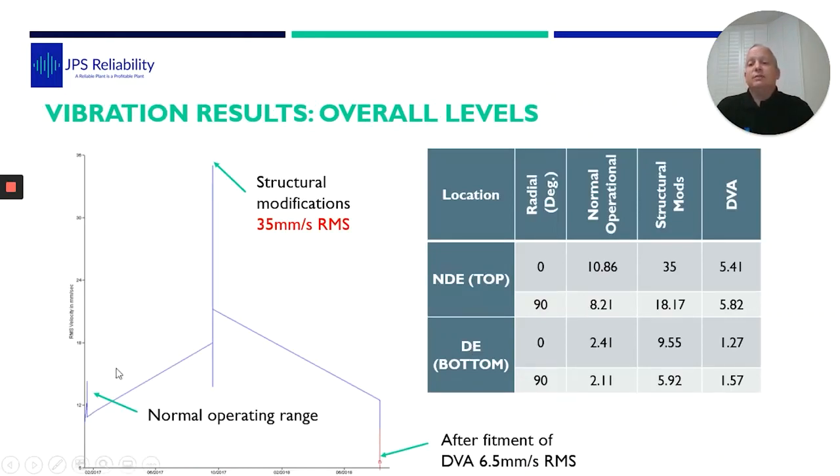So this is a trend of the normal range. Then we had the range when they stiffened up the steelwork, and now we have the range down here with the dynamic vibration absorbers fitted. These are the radial level readings at the top and the bottom. So we went from normal operation at the top, 10.8 to 8.2, went up to 35 and 18 with the steelwork changes, and down to 5.4 and 5.8. And at the driving bottom there, you can see the changes as well. So even in normal operation at the bottom, it's improved a lot.